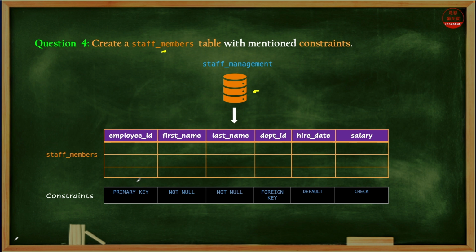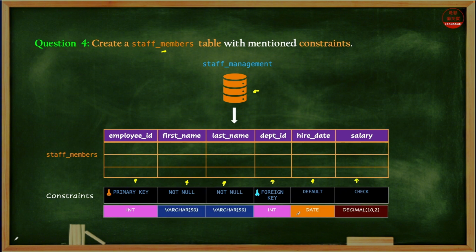We will apply a primary key on the first column, not null constraints on the second and third columns, a foreign key on the department_ID column, then default will apply on the hire date column, and a check constraint will apply on the salary. And these will be the data types that we'll be using for our columns.